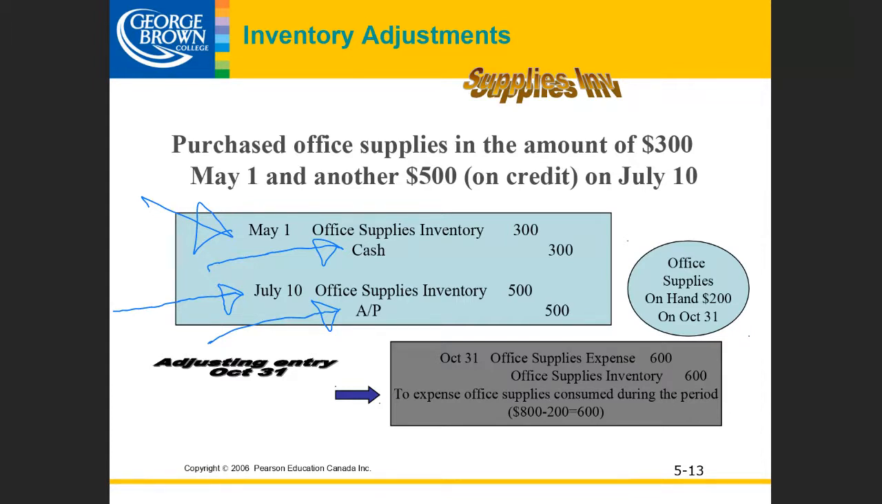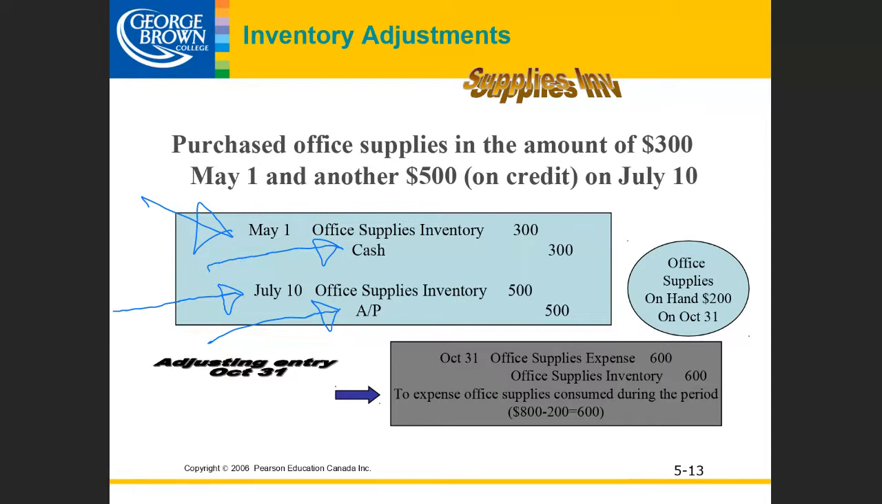So you had $800 worth of supplies, and now you only have $200 worth of supplies. You had $800 worth of supplies, now you only have $200. How much money worth of supplies did you use over this period of time? Exactly, Vanessa. 600. You had 800. Now you've got 200.